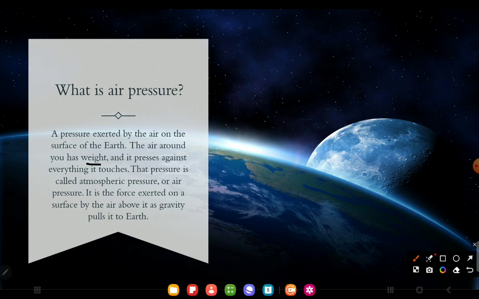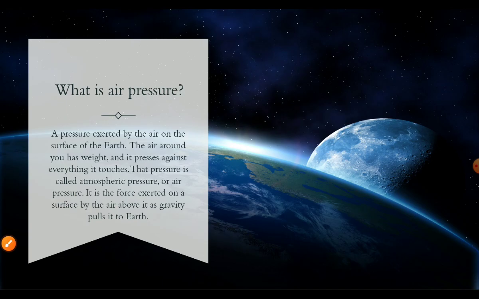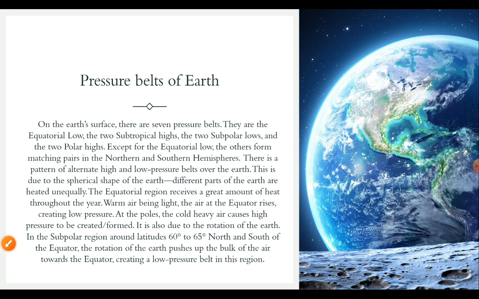It is the force exerted on a surface by the air above it as gravity pulls it to the earth. So air pressure is the force exerted on the surface of the earth by air, because the gravity of the earth pulls it downwards. Now we know what is air pressure. Let's see the pressure belts of the earth.